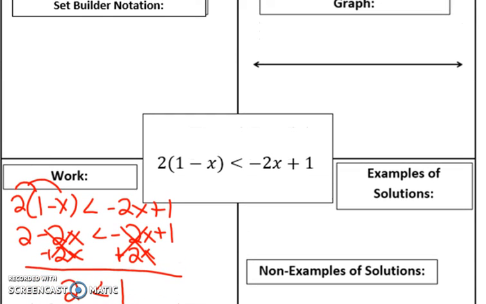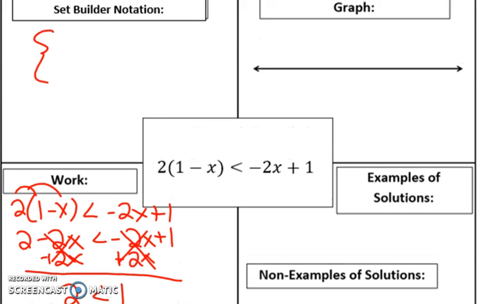As far as set builder notation, we're still going to write it. However, you're just going to put the symbol for the empty set there. That just means there's no solution to the inequality. It cannot be solved, which means there's no graph and there's no solutions. That is all we can fill in if there is no solution.